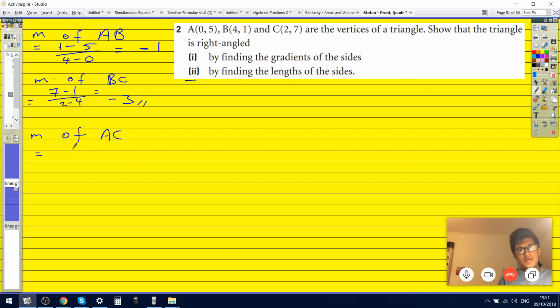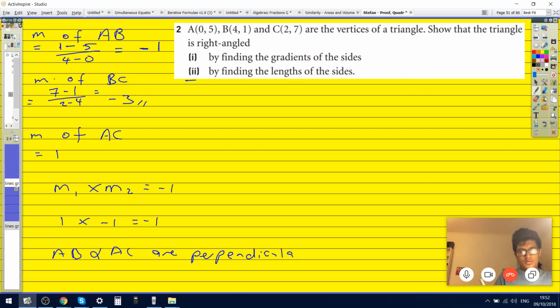You could say that AB is a negative reciprocal of CA. Yeah, and if I had to show it, I think I would say M1 times M2 equals -1. And so AB and AC are perpendicular, therefore it's a right angled triangle.